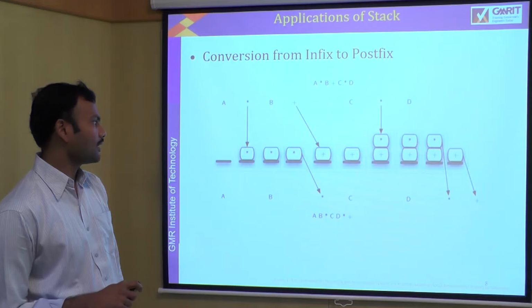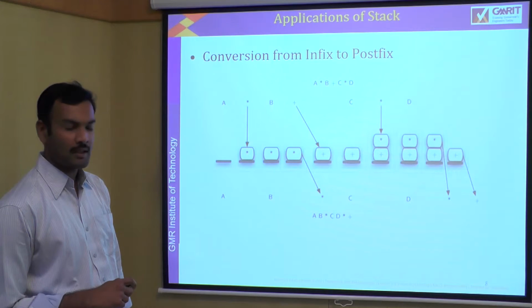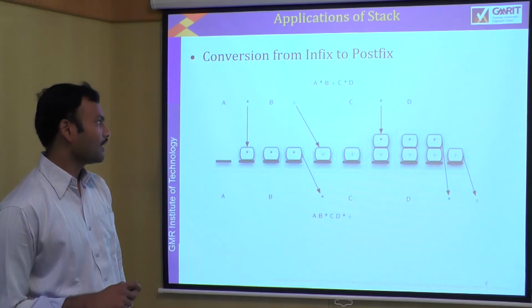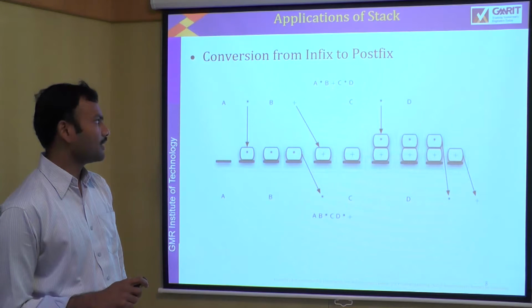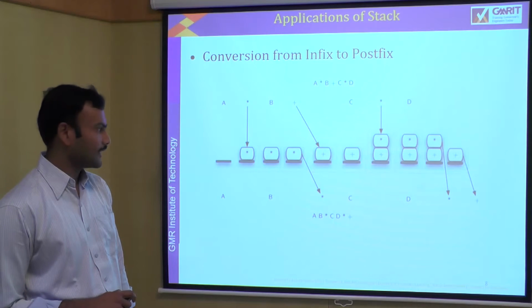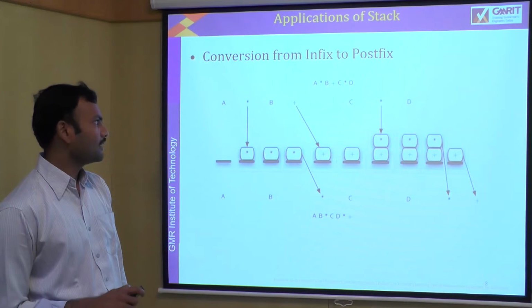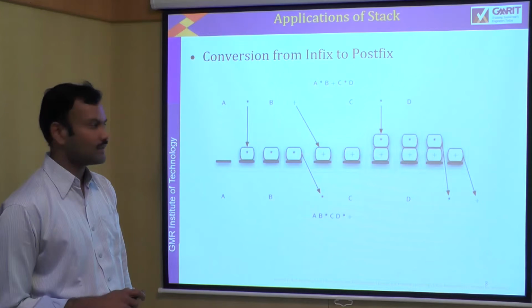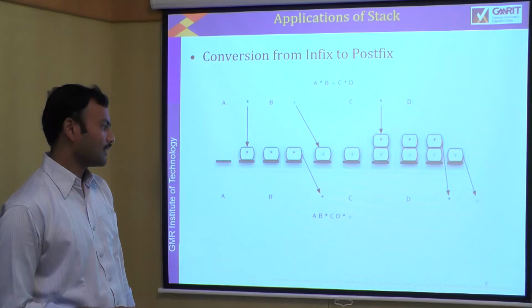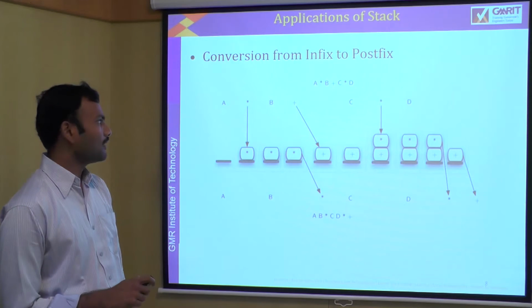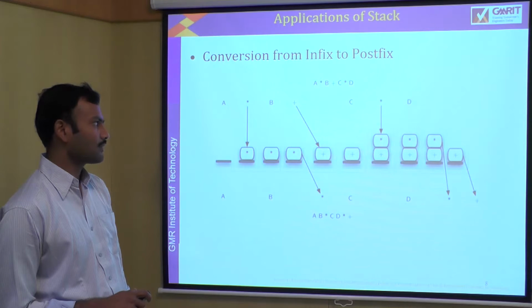Next, the operator star is inserted at the top of the stack. After that, B is assigned to the expression, and after that comes plus. Now plus has to be added onto the stack. Here plus has lower priority than star. That is the reason we first remove that highest priority element from the stack and keep it in the expression. After that we add the plus here.